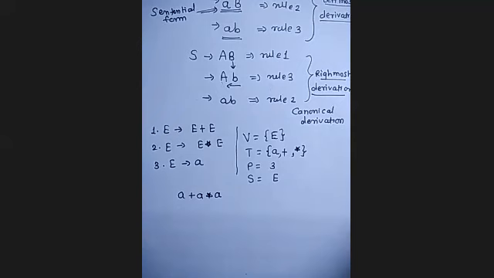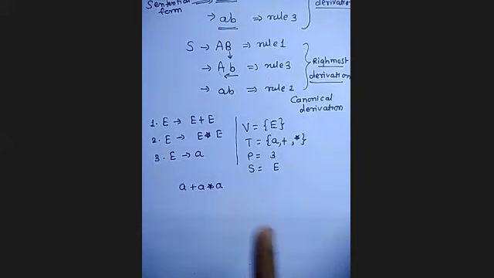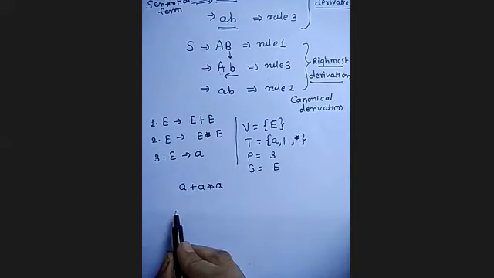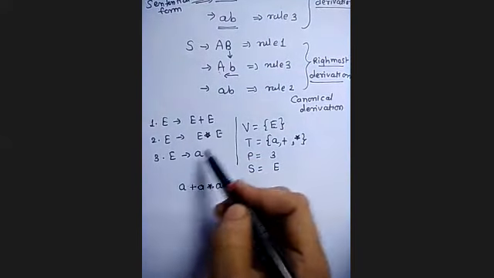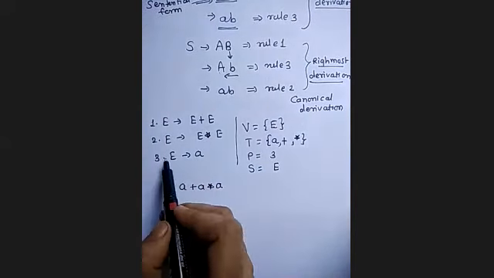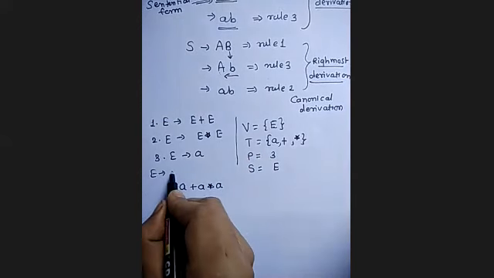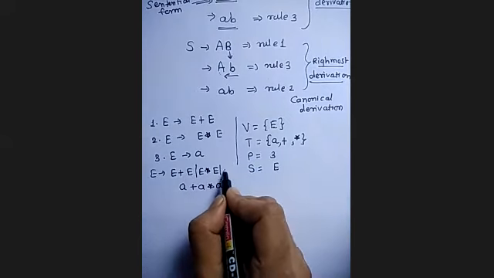Number 17, Adesh. Yes, ma'am. We have to derive this string and we are going to use the leftmost derivation. E is the start symbol. You can apply any of these 3 rules. These 3 rules are for the same left hand side. So the other way to write this is: E plus E or E star E or a.